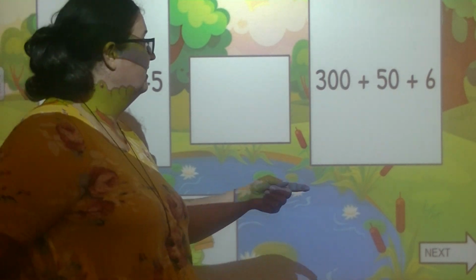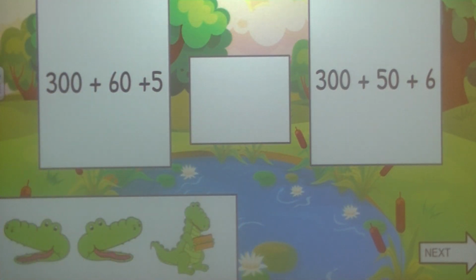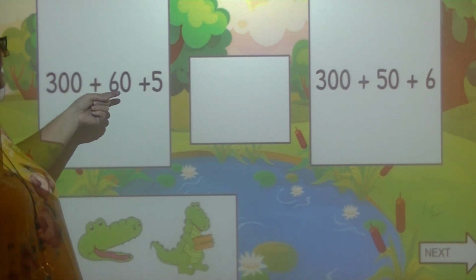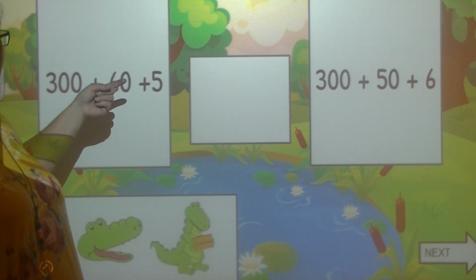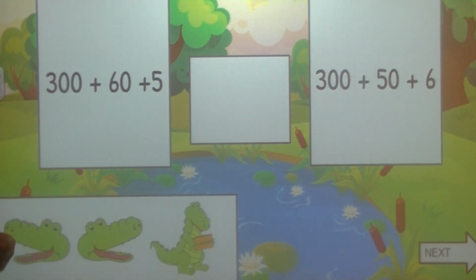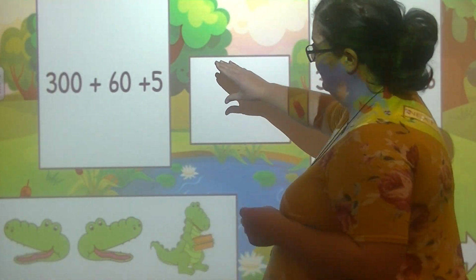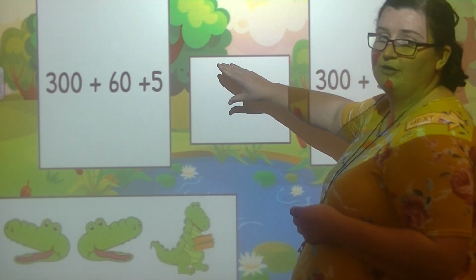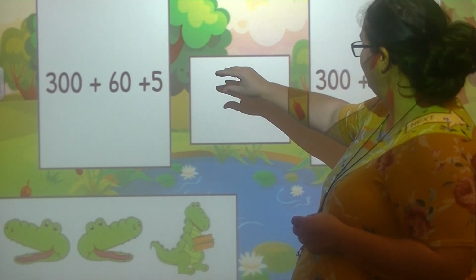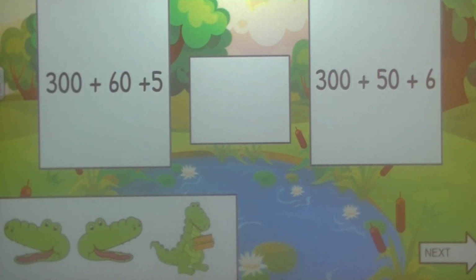60 and 50. What do we need to do? 60 is greater or more than 50. That's right. So we would draw our alligator mouth chomping this way. 300 plus 60 plus 5 is greater than 300 plus 50 plus 6.